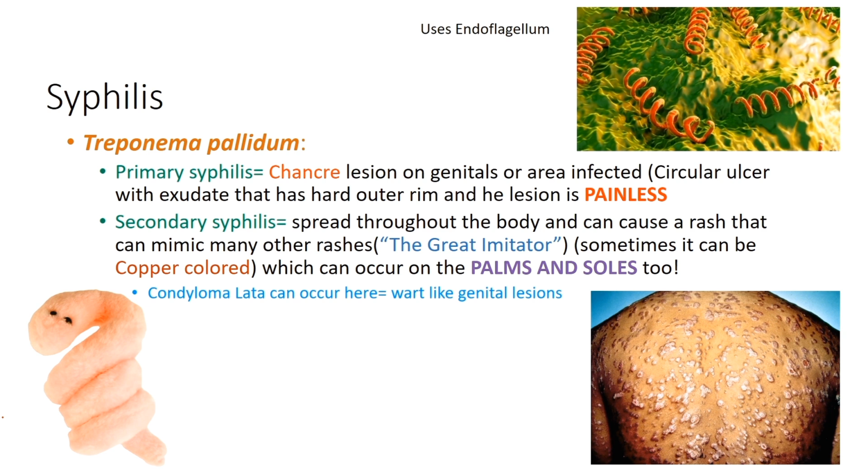So there are two stages that involve skin, since we're talking about it. Primary syphilis is going to cause a chancre lesion. That is not canker. Canker is what's in the mouth, usually like ulcers. These are actually chancre lesions, and it usually occurs in the genital area. It's a circular ulcer with exudate that is hard on the outer rim. So this is a hard ulcer, and that's what's known as a chancre. The key feature about this is that it's painless.